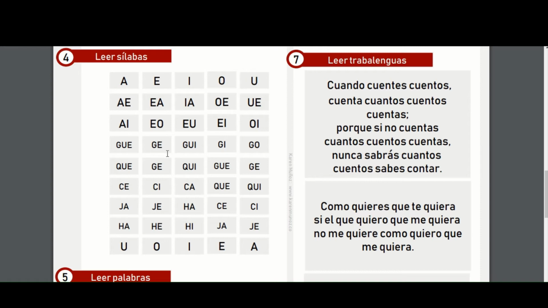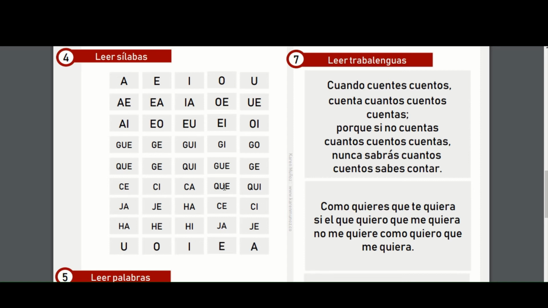Ge, he, gi, he, go, ke, he, ki, ge, he, se, si, ka, ke, ki, ha, he, a, C, C, A, H is mute, E, I, H, H, U, O, I, E.